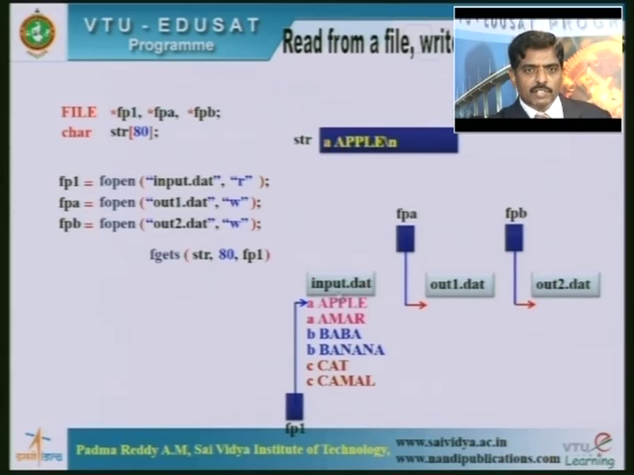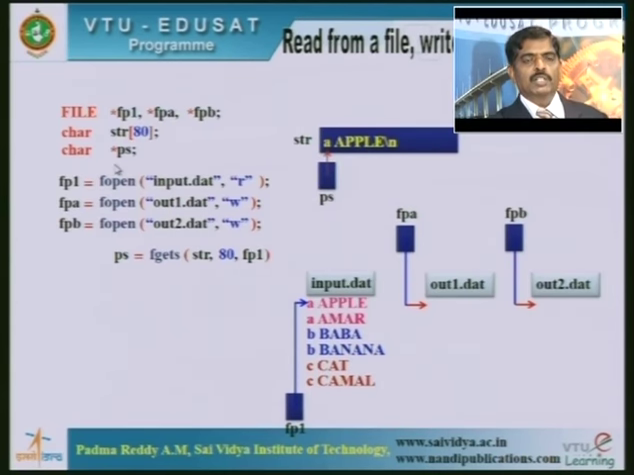See, the data is read from the input file and it is copied to str. So apple is read from the file, and it is copied into str. The function fgets returns a value, and that value will be copied to ps. So we should declare ps as a pointer, which points to str. Now ps points to the beginning of the string str, fp1 points to the beginning of the input file, fpa points to the end of the output one dot dat, and fpb also points to the beginning only.